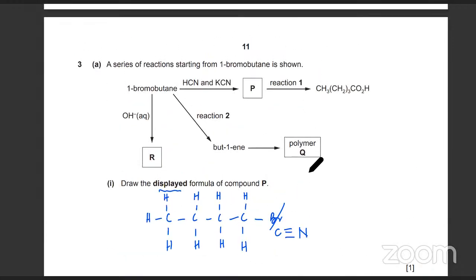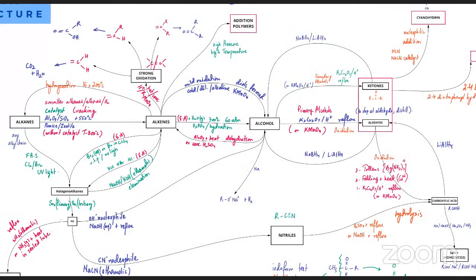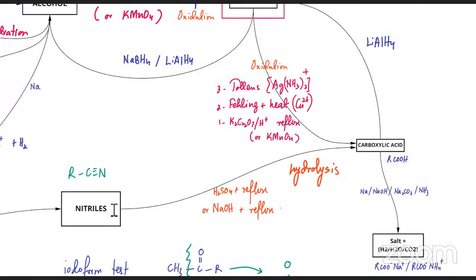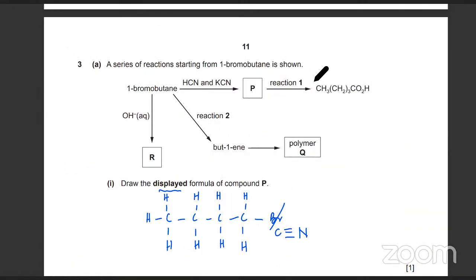Then he says, identify the reagent conditions for reaction 1 and 2. So reaction number 1 is when you have a CN, and I'm going to open the chart. Whenever you have a nitrile, the nitrile gets hydrolyzed by H2SO4 and reflux or by NaOH. So there's acidic hydrolysis, there's alkaline hydrolysis. And this CN that you have turns into a carboxylic acid. The N breaks away and it turns into a carboxylic acid. So reaction number 1 is H2SO4 and reflux.